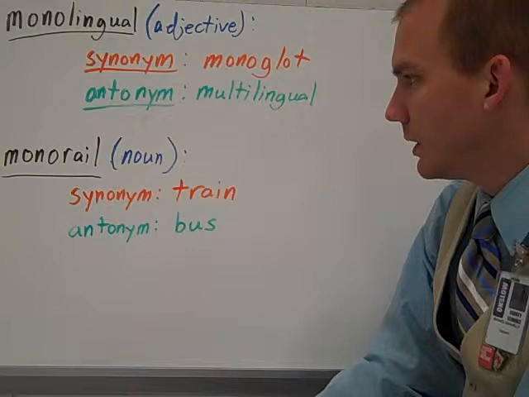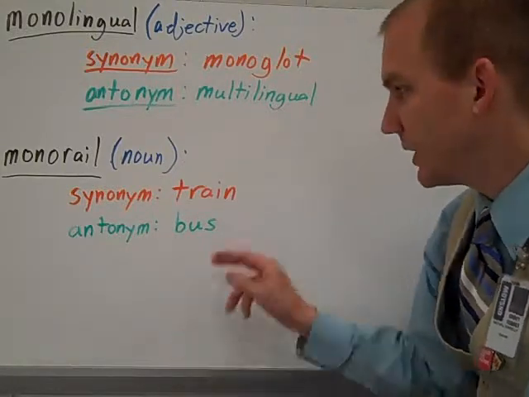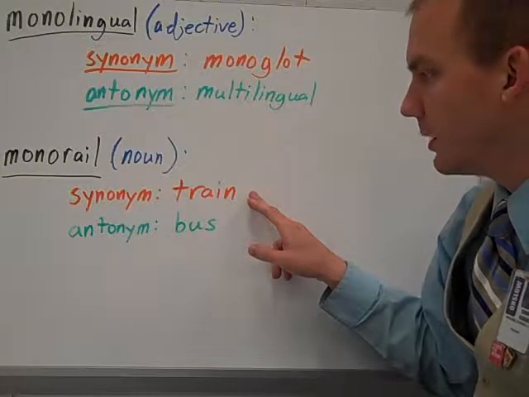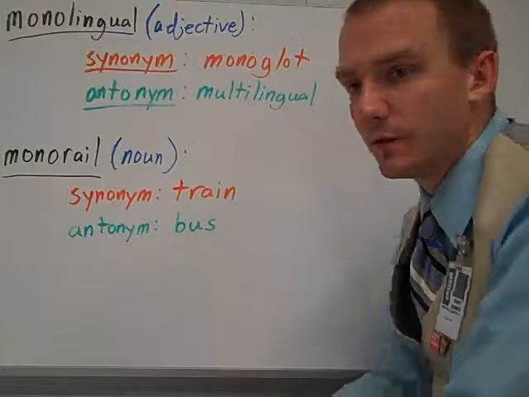Monorail is a noun. It's a one-rail, kind of a one-rail system. So I was thinking a train would be a synonym, and then something that doesn't use a rail at all would be like a bus. So that would be the antonym.